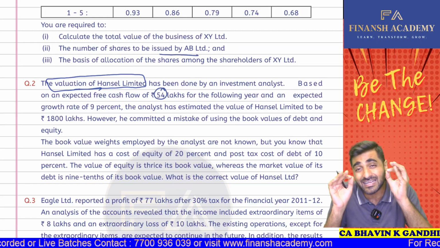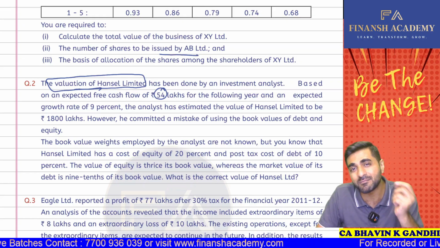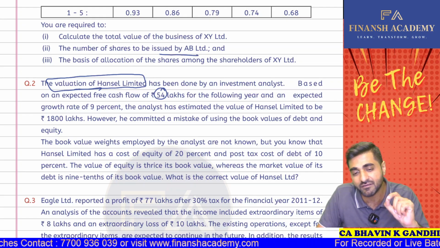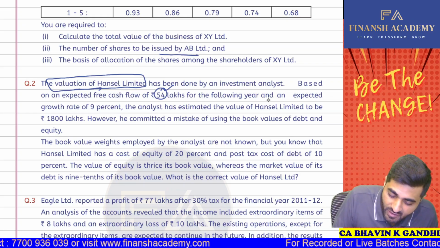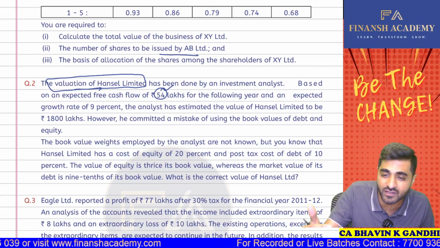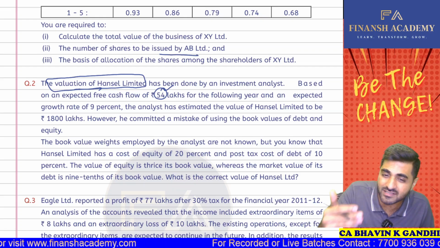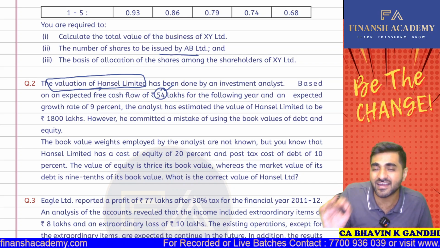So this is the entire valuation of the company. For the valuation, what is the base I've taken into consideration? I've taken FCFF, based on an expected free cash flow of 54 lakhs for the following year, at the end of the year. The expected growth rate is 9% and the value of Hansel is 1800 lakhs.